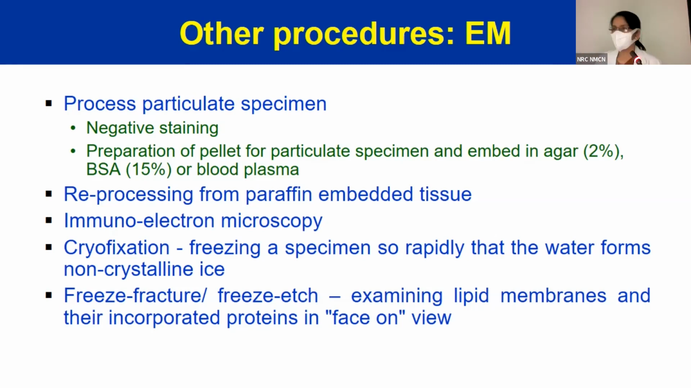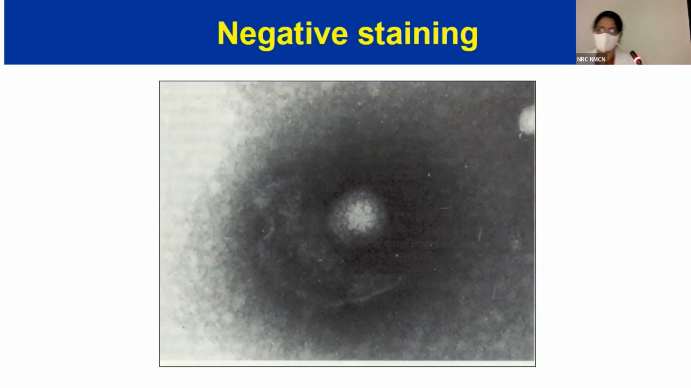And of course, if you have some nephrology residents, you will know that we also take tissue from the paraffin embedded tissue, and then you can process it for electron microscopy. We can do immunoelectron microscopy. There are methods like cryofixation, which may be of interest to PhD students, where we cryofix the tissue so that the water becomes ice and the complete ultrastructure is maintained. Okay, so this is about negative staining for a virus particle.